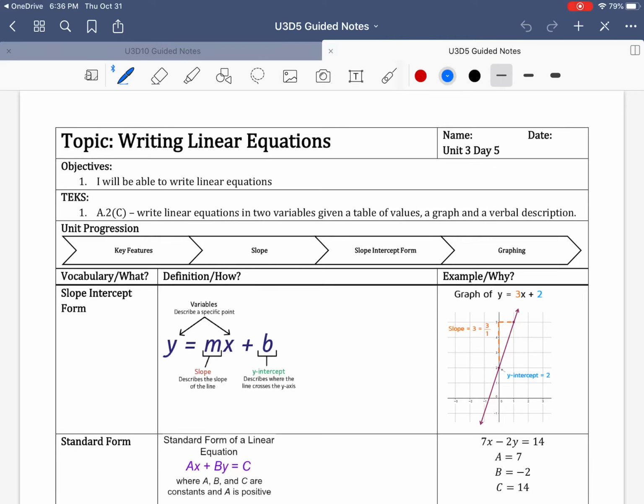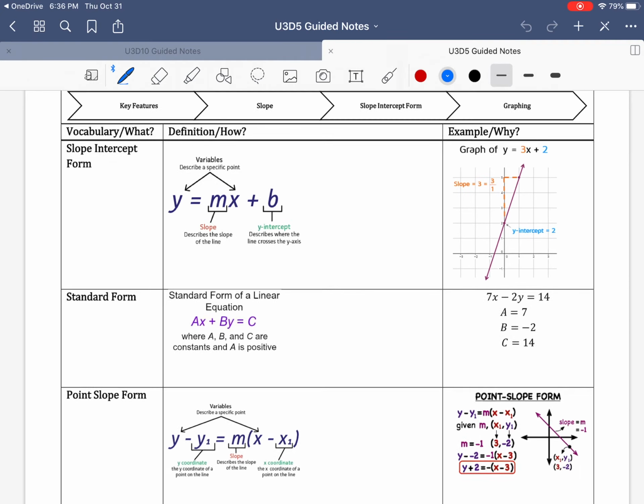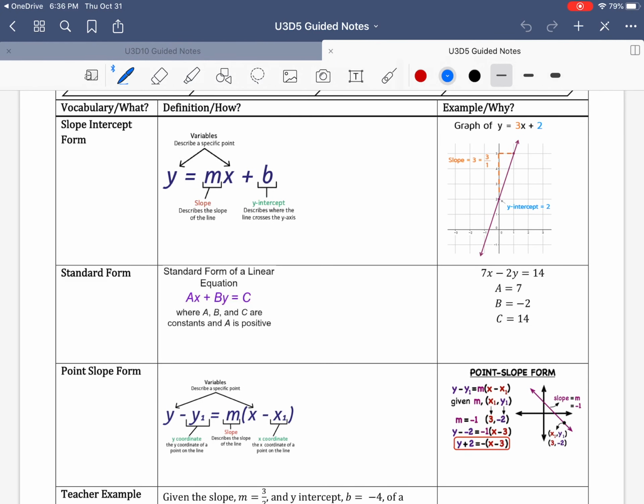Today's topic is writing linear equations, Unit 3, Day 5. The objective is that you will be able to write linear equations. Now there's 3 forms of an equation that we've talked about so far and 2 that we really worked with quite a bit.